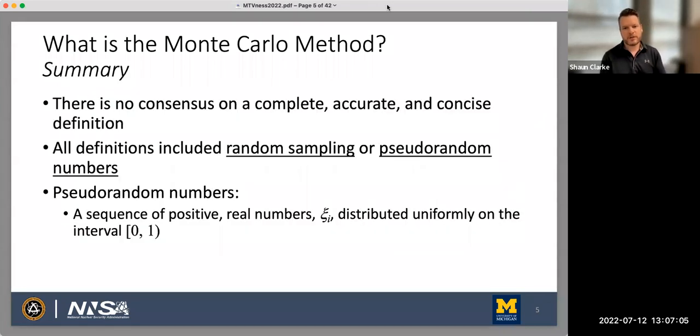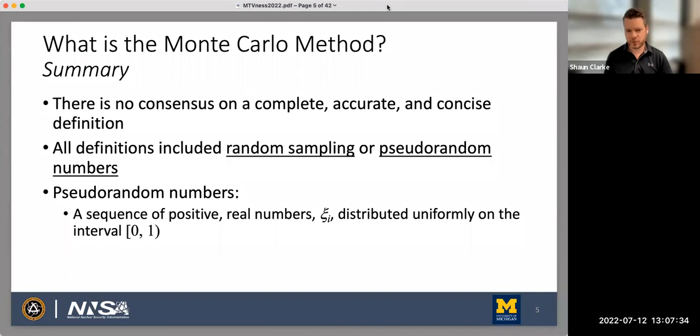So first, we have to understand a few definitions like random sampling and pseudo-random numbers. The distinction here is one between random numbers and pseudo-random numbers. Random numbers are those that are truly random, whereas pseudo-random numbers are actually a sequence of numbers. It's a recursive sequence of numbers where each pseudo-random number depends mathematically on the number before it in the sequence.